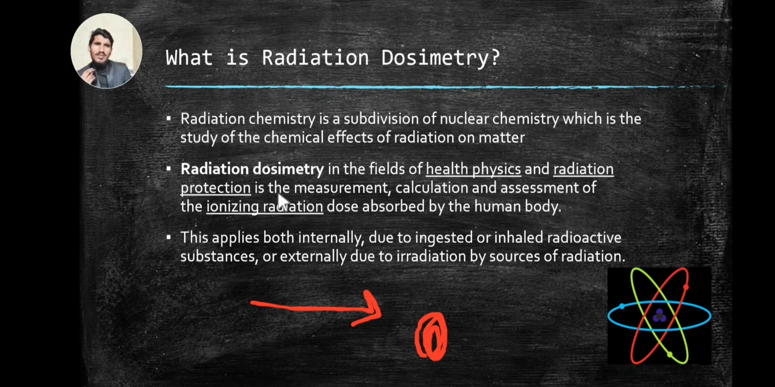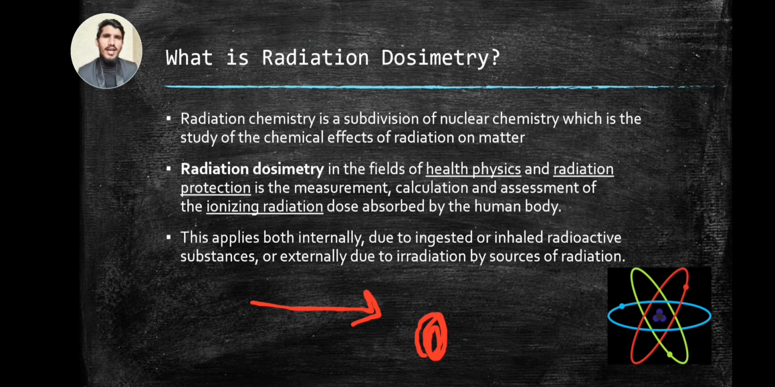Radiation dosimetry is actually the measurement, the calculation and assessment of the ionizing radiation dose absorbed by the human body. So it is the measurement, calculation and assessment of the amount of ionizing radiation that is absorbed by the human body. If we are measuring the amount of radiation dose absorbed by the human body, then this is known as radiation dosimetry.